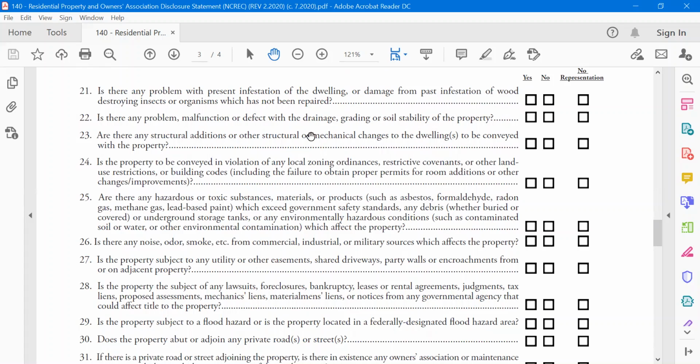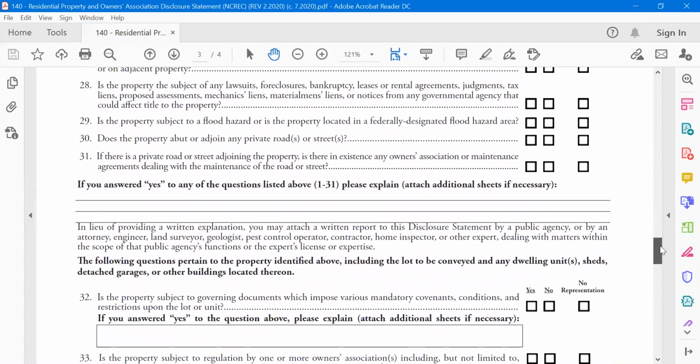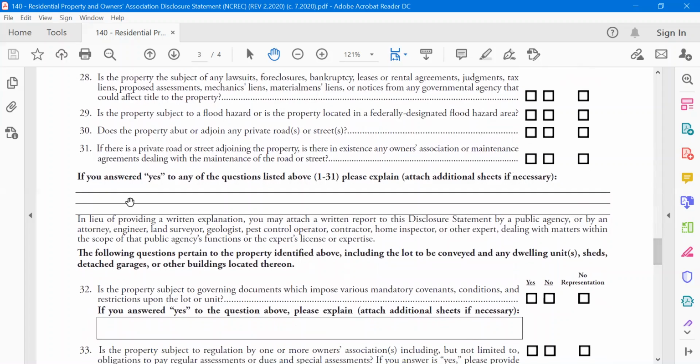Soil stability. All these questions are being asked specifically about this particular property and whether the seller has knowledge of these items. As you continue to move down, you'll see this part here after question 31, where it says if you answered yes to any of those questions, please explain and attach additional sheets if necessary. This area here is where you can provide those explanations.